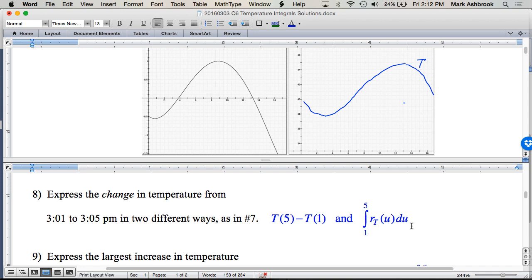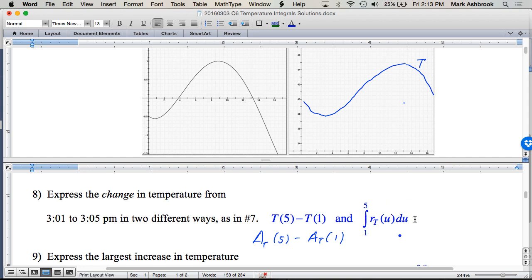Would it be appropriate to put like a sub t of 5 minus a sub t of 1, since you're just finding the difference? Okay, great question. Would a sub t of 5 minus a sub t of 1 give the change in temperature from 301 to 305? Yes or no? Yep, that works too. Because if we're really just focusing on changes, then what doesn't matter anymore?